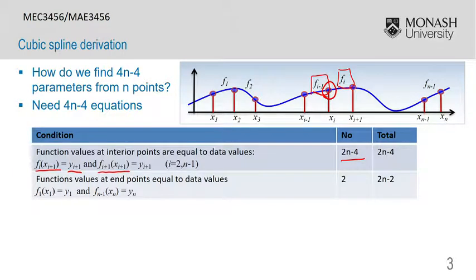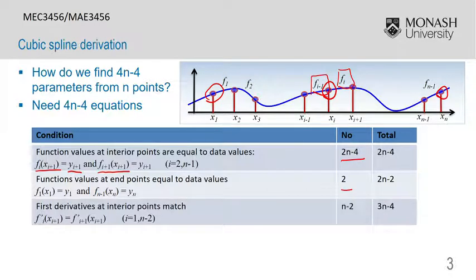We also need that the function values at the end points are equal to the data values, and so what that means is that f1 of x1 has got to be equal to y1, and fn minus 1 at xn has got to be equal to yn. So this then gives us an additional 2 conditions.